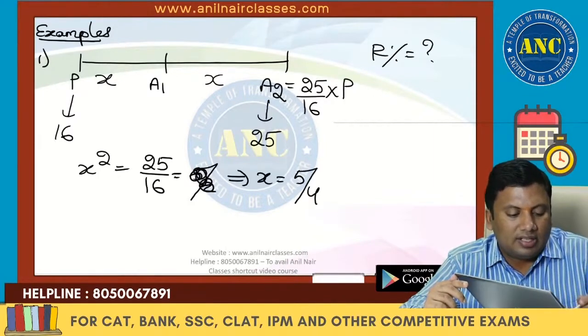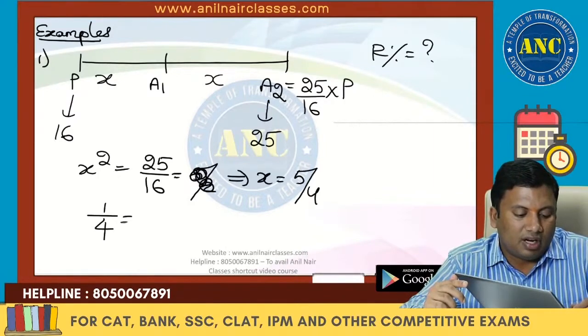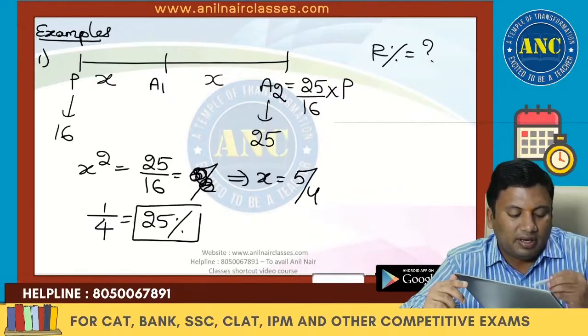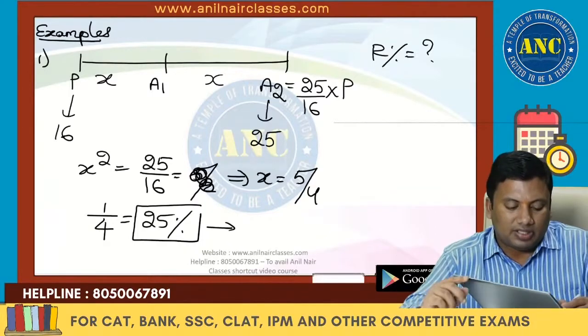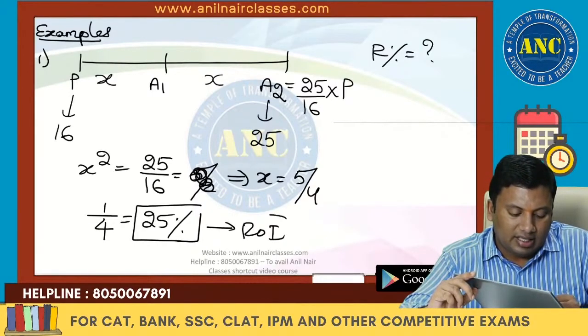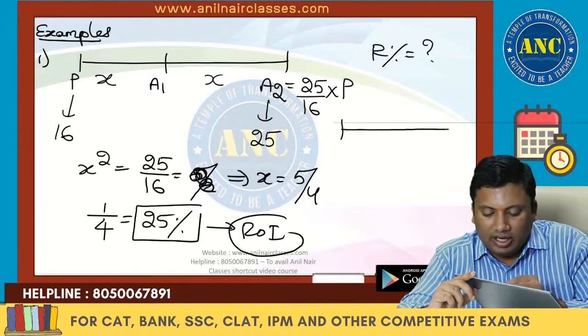5 by 4 is, there is an increase of 1 on 4. So the rate of interest is 25%. I hope the idea is clear. It is similar to the example.